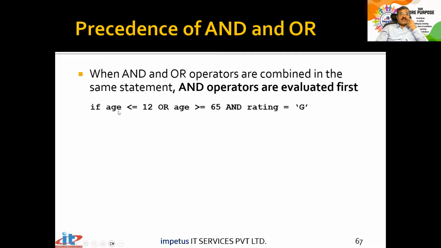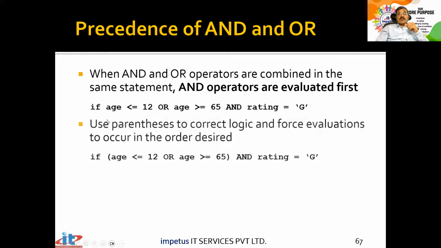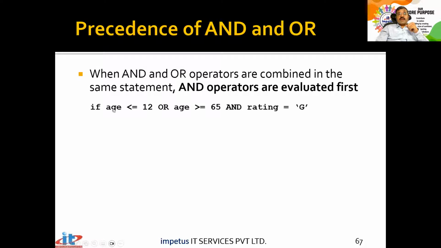Here I'm saying age less than equal to 12 or age greater than 65 and rating is equal to G. In this case, the question is what will get evaluated first. Here it's actually very difficult to understand, so let me explain. Age less than equal to 12 or age greater than 65 and rating equal to G. What will happen over here? We'll first check age greater than 65 and rating equal to G. The result of this will now be checked with or age less than equal to 12. Now we may not want to do that. We want the age conditions to be checked first, and then and the rating is G.